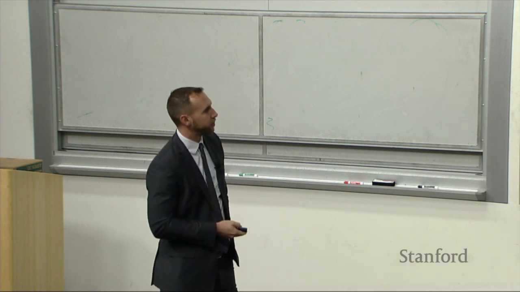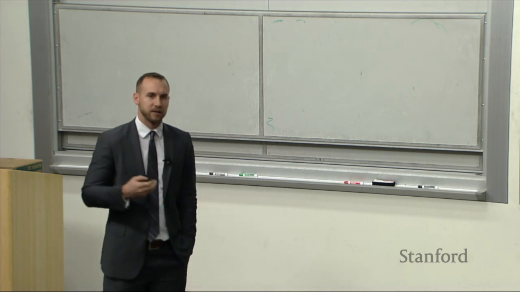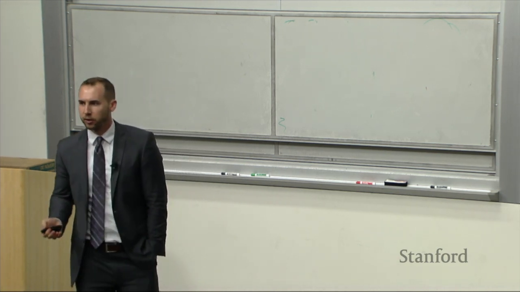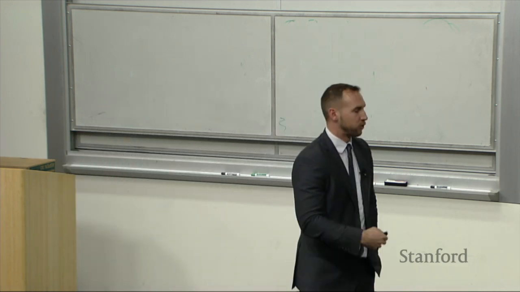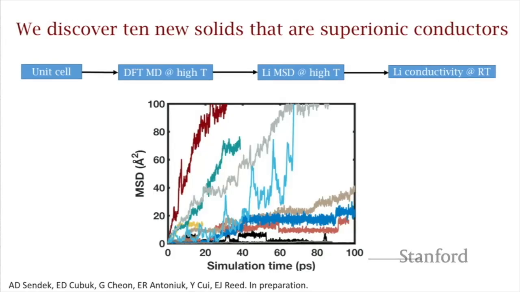And I should mention, we also have to simulate these at high temperature because conductivity is just so slow at room temperature that we'll never see it. So we could simulate it for a year or two, and at room temperature, we might see some motion, we might not. So really the standard way of doing this is doing it at higher temperatures and then extrapolating down to room temperature. So of these materials that we have, we can break them down into 3 categories.